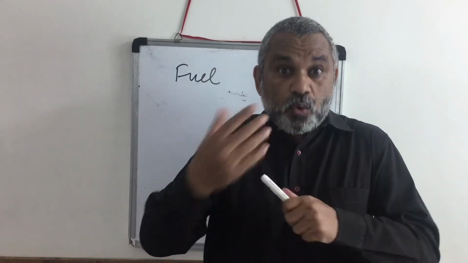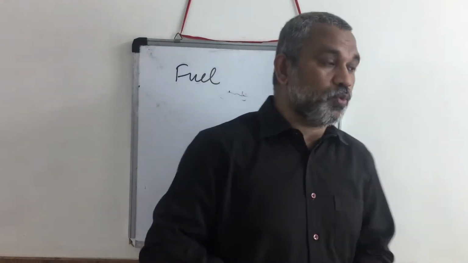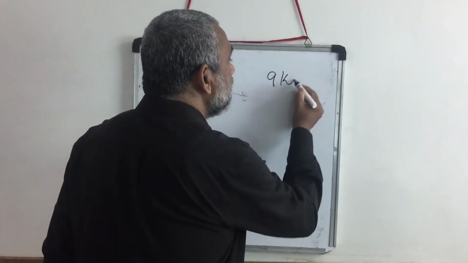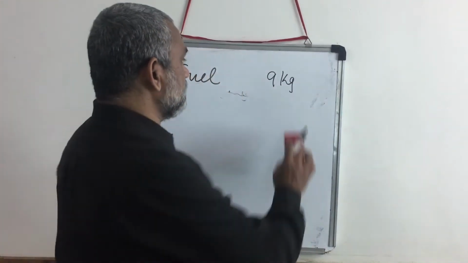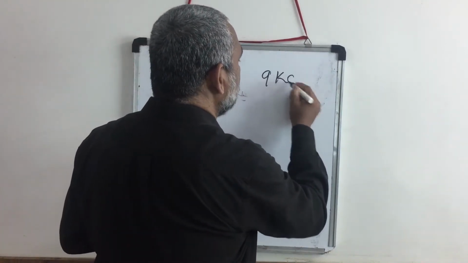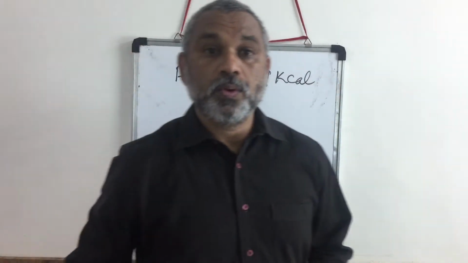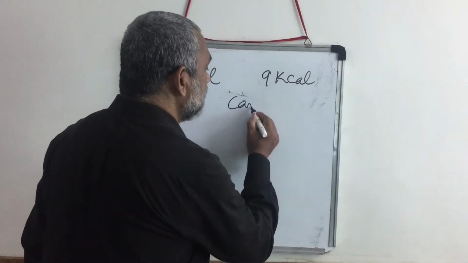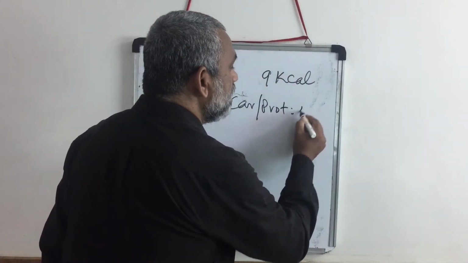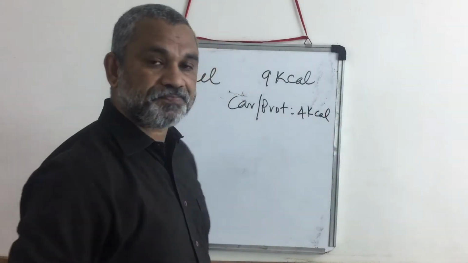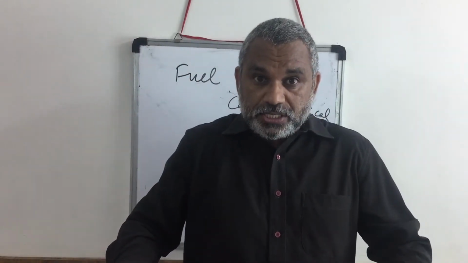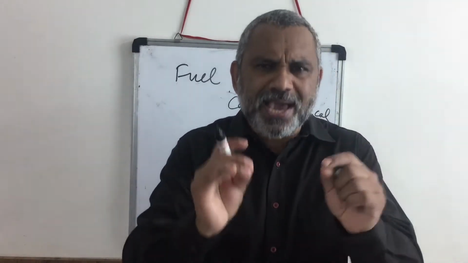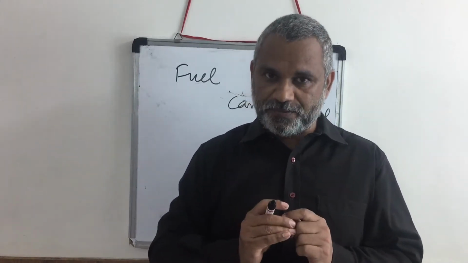One gram of fat, if you break it down and oxidize it, will give 9 kilocalories of energy. Compare that with carbohydrates and protein, which give only about 4 kilocalories per gram. So it is double the amount of energy. Now it is important for us to see how it can give double the amount of energy.